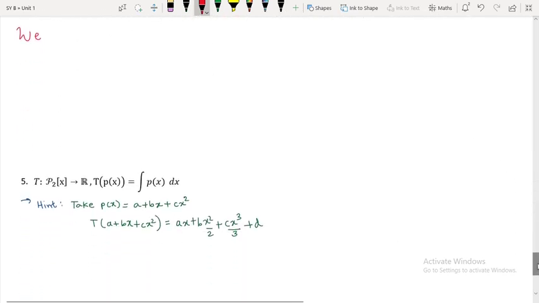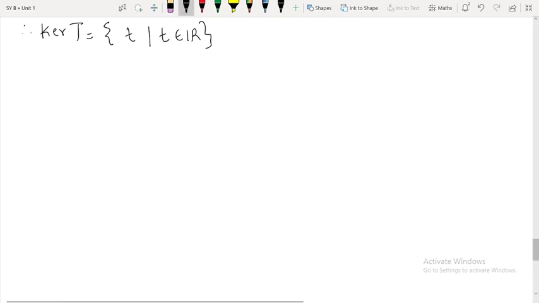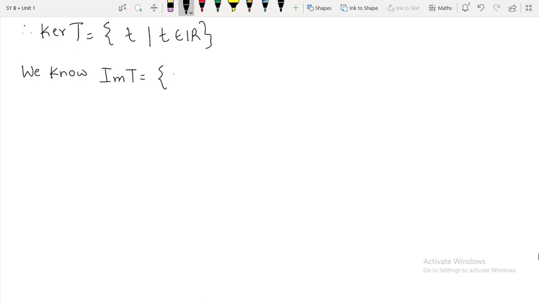Finding it, right? So let me erase it out. So I will say, we know what our image of T is. The image of T is the set of all T of v belonging to W such that this v belongs to V. Our V and W are nothing but P4 of x. So therefore this is equal to the set of all T of, now put the value of v.